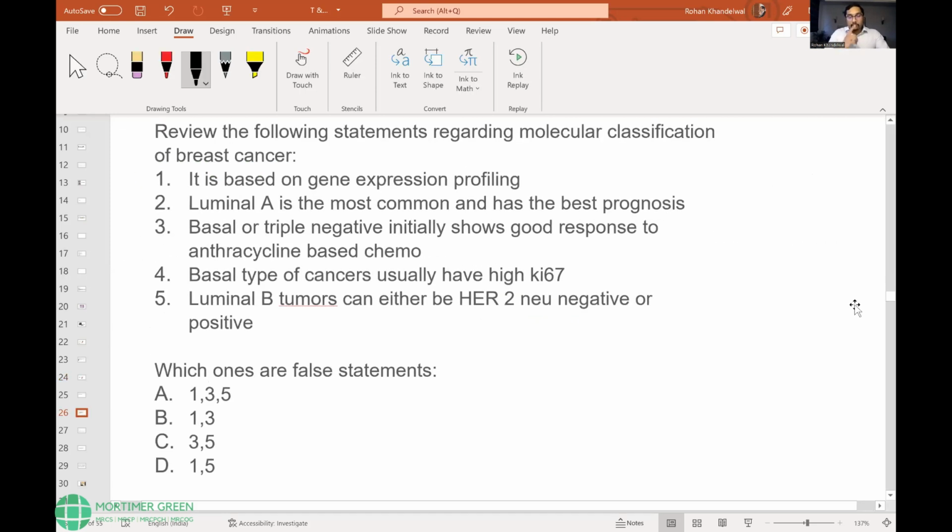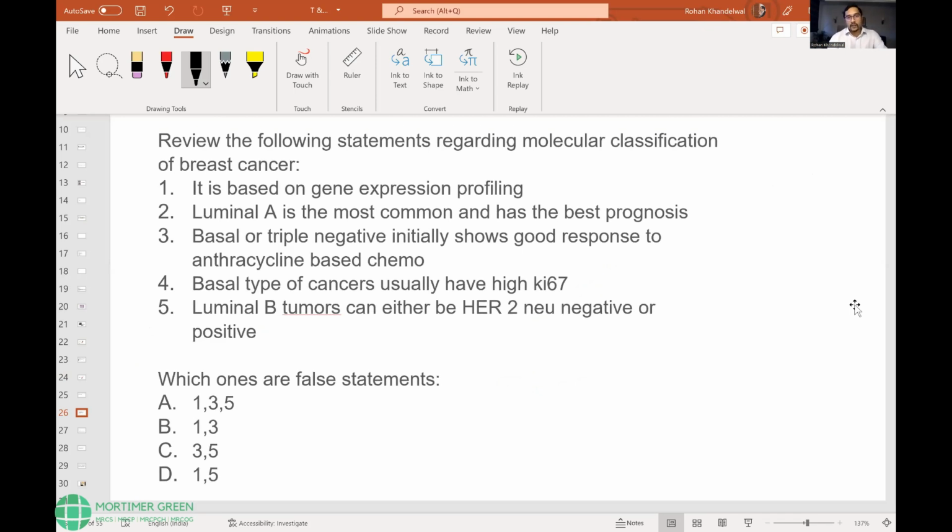So another very important thing, and a thing which is being asked very frequently in the exam these days, is the molecular classification of breast cancer. You cannot avoid the basics of the molecular classification of breast cancer for your exam. So which of the following statements regarding the molecular classification are the false statements?